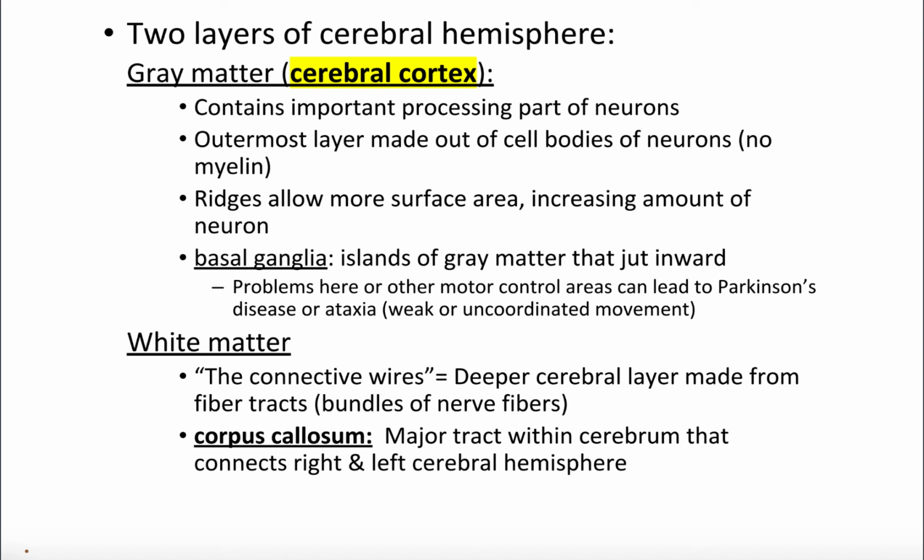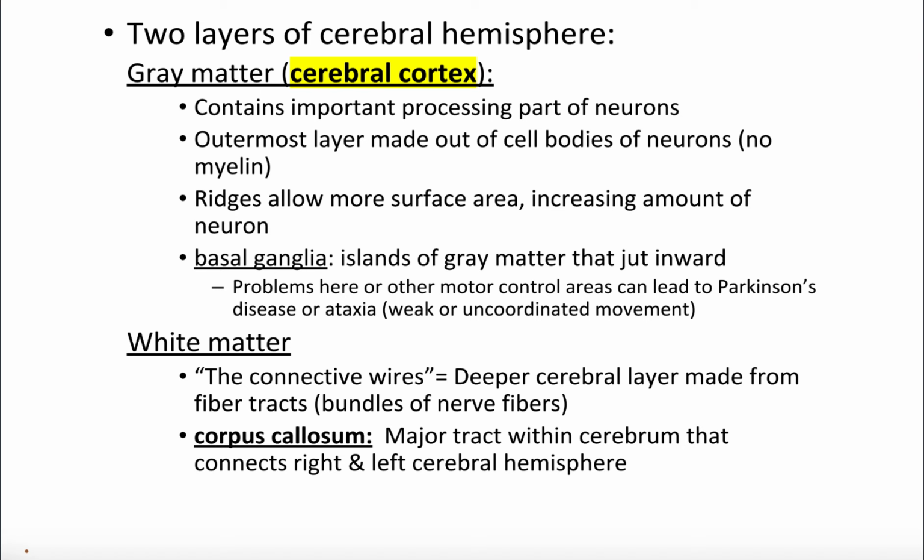The reason why you have all those wrinkles in your brain is to allow more surface area to increase the amount of space for those neuron cell bodies, also known as soma. The basal ganglia, those little islands of gray matter in the inside of your brain, also allow more space for cell bodies inside your brain. And because they're more on the inside area where there's other coordination of movement happening, they play a pretty big role in terms of motor control.